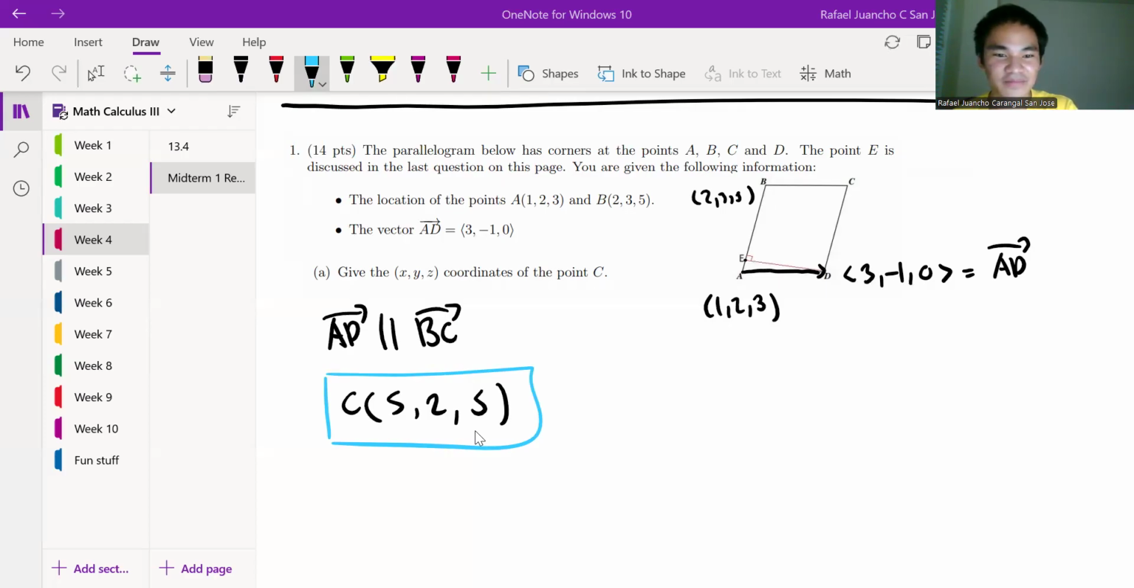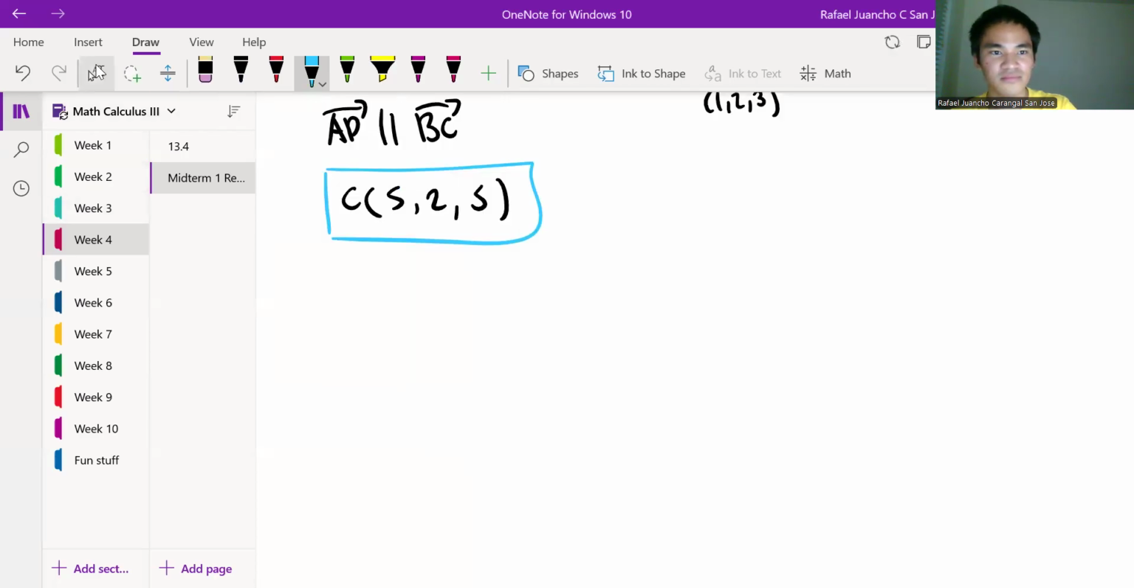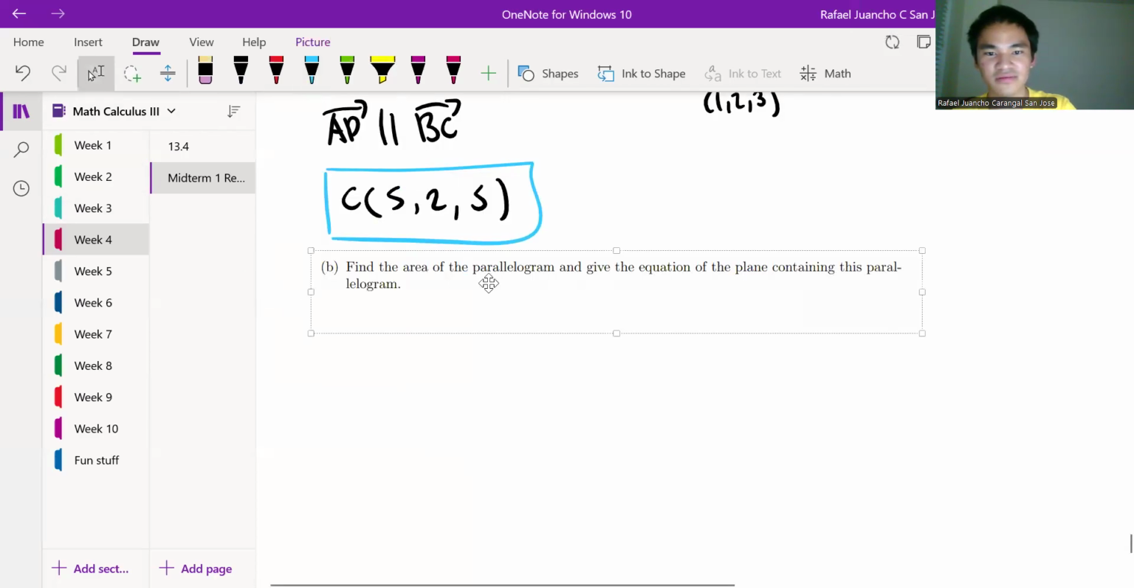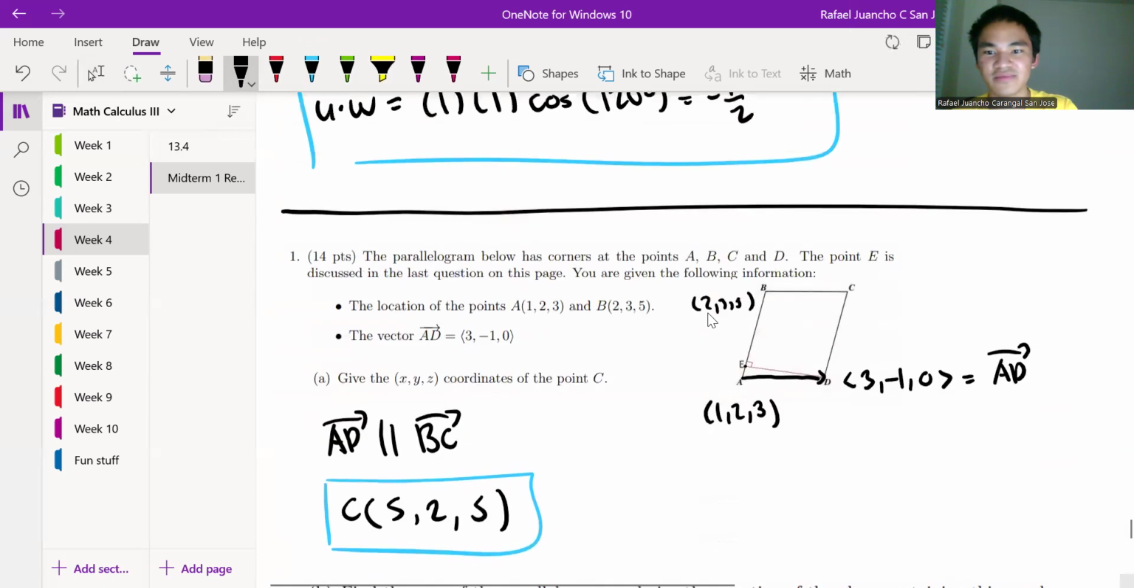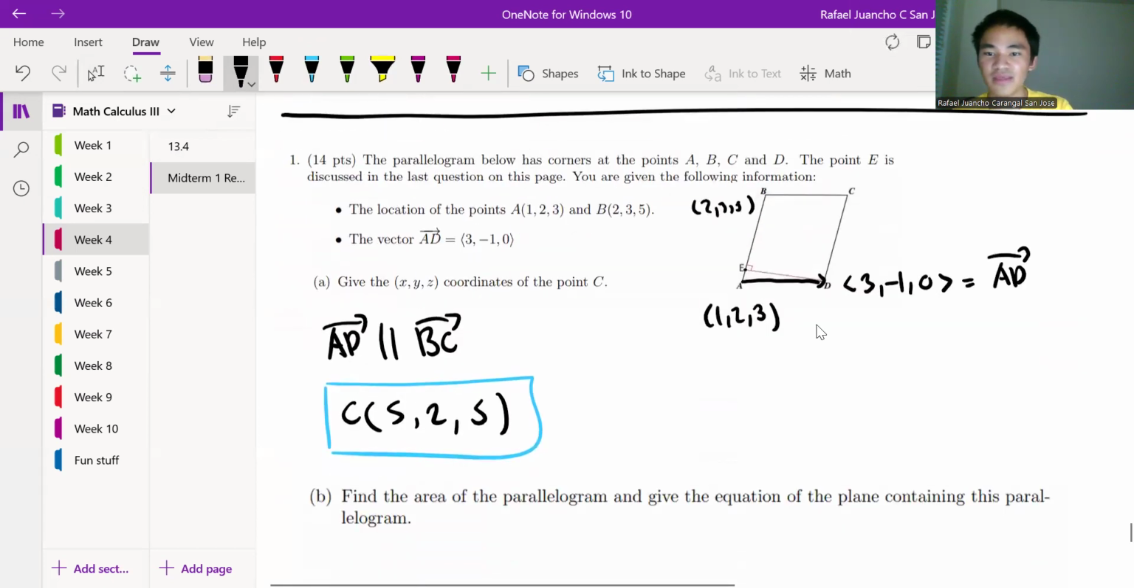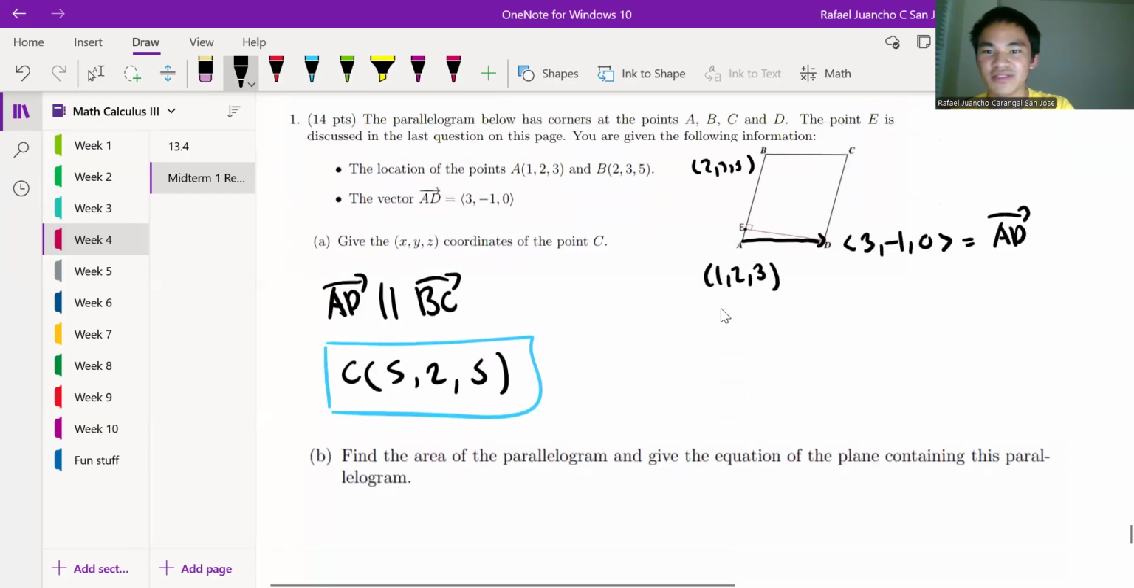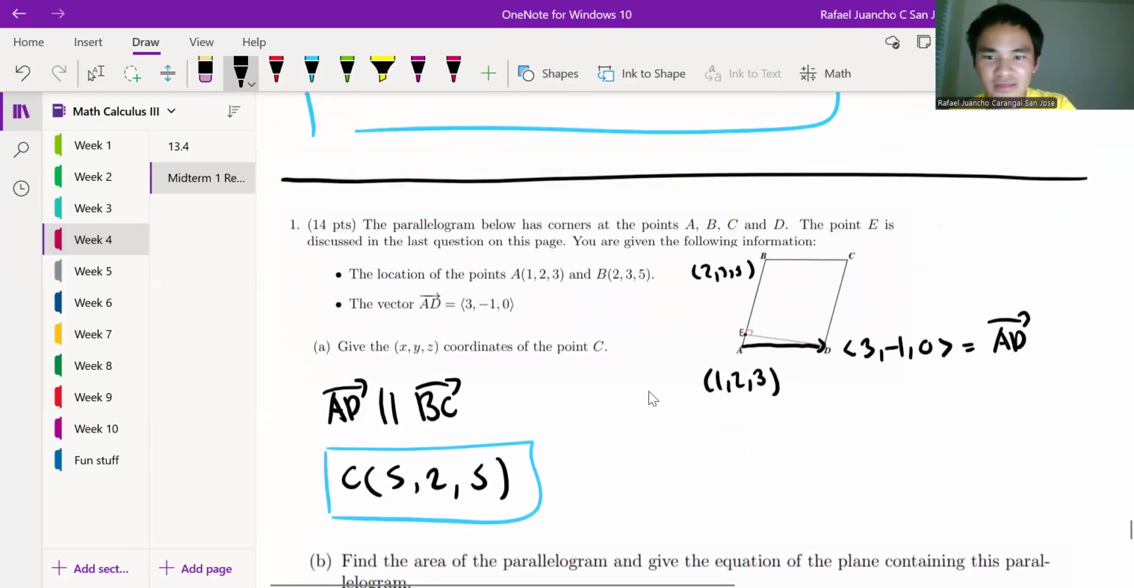Okay, got that. Okay, now we're being asked to find the area of the parallelogram. Let me just take a screenshot. And give the equation of the plane containing this parallelogram. So what does that mean? Okay, so here we want to find the area of the parallelogram. What do we know? Well, if we get the dot product of two vectors, then we can find the area of the parallelogram. So we can say, okay, we have AD, right? Now we just need to get AB. So let's just do that.